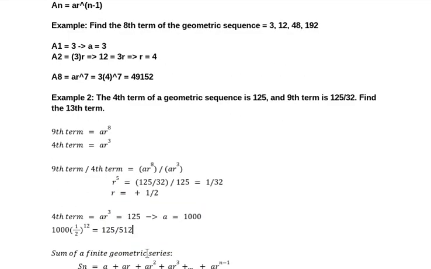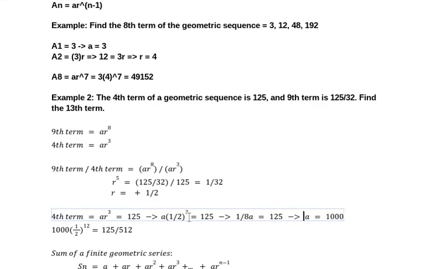So after that, we are required to find the 13th term. But before that, since a was cancelled, we still need to find the value of a. We plug 1 over 2 into the fourth term. So this means that ar cubed is equal to 125. So a times 1 over 2 to the power of 3, which is 1 over 8, is equal to 125. So a is equal to 1000.